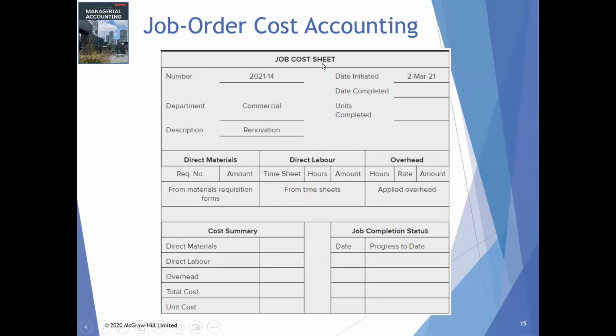Now we have here the job cost sheet, and the number is 202114, with the date initiated, date completed, and units completed. The department is the commercial department, and the description is some renovation, with direct material, direct labor, and overhead. So we have some of the information here. From the material requisition form, which means the material purchase form, the sum of the amount will definitely be written here.